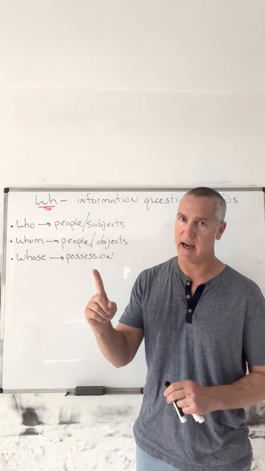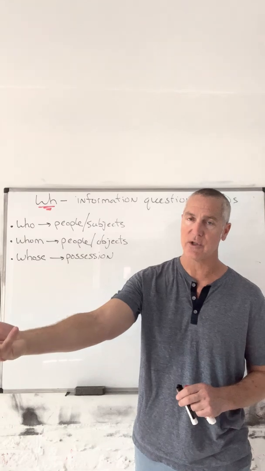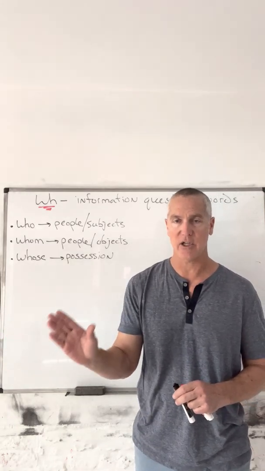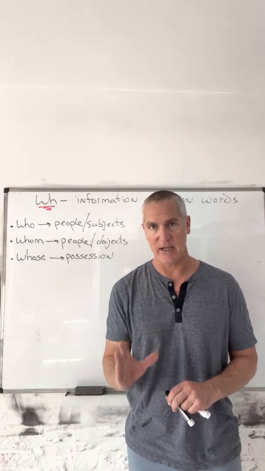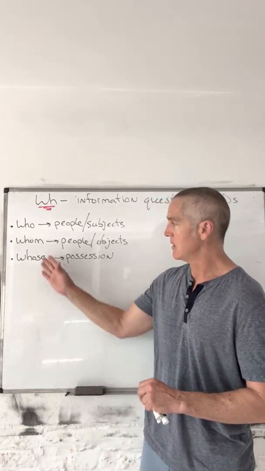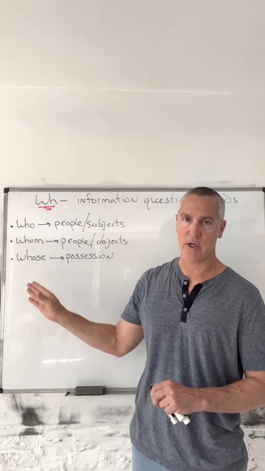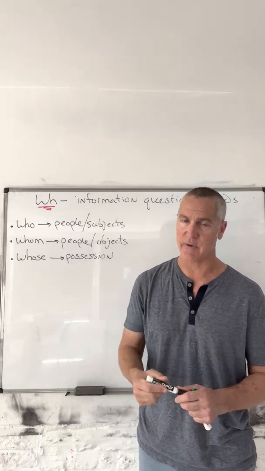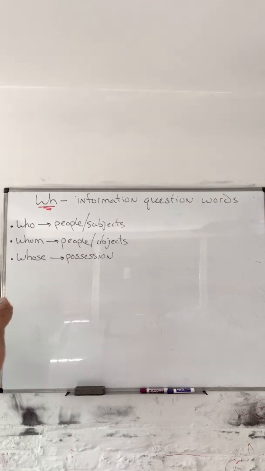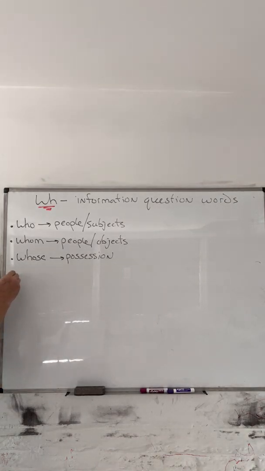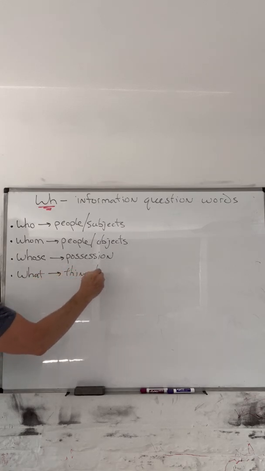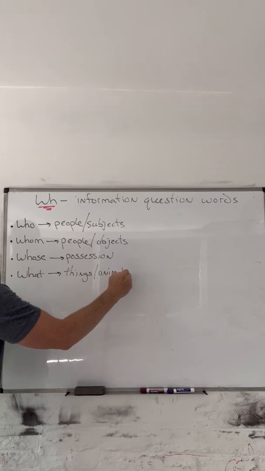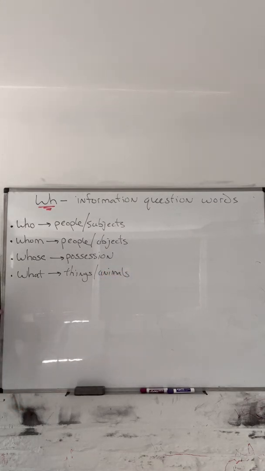they can also have another function. They can introduce a clause, an adjective clause. And we're going to have another video going over the adjective clauses. So these words function as information question words, and they can introduce adjective clauses as well. Who, whom, whose, what, of course, asks about things, and it also asks about animals too.